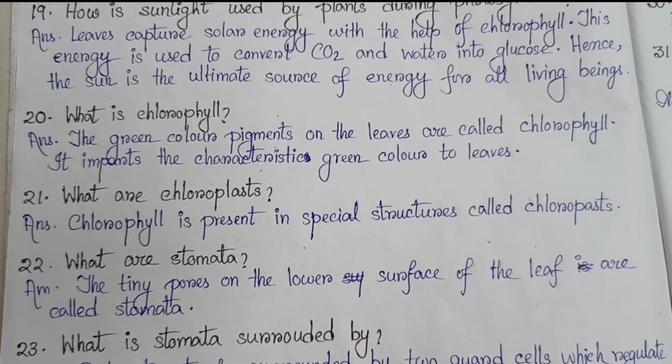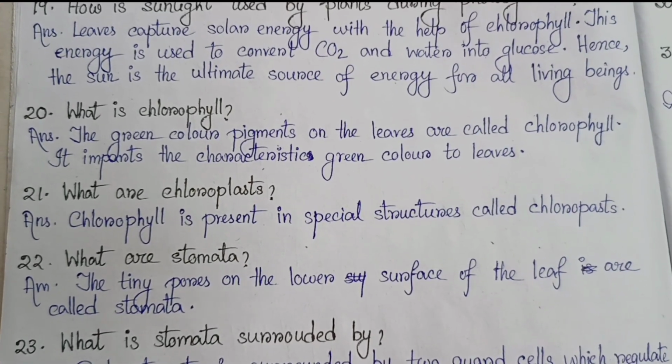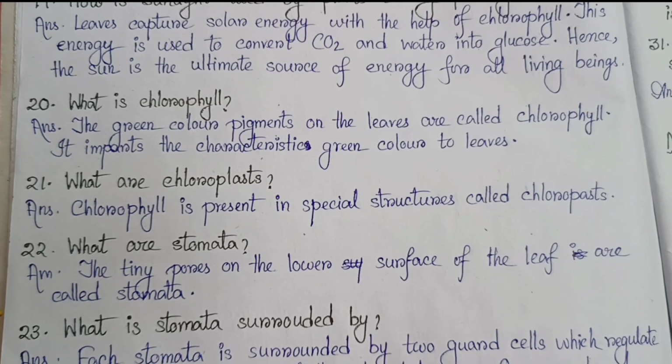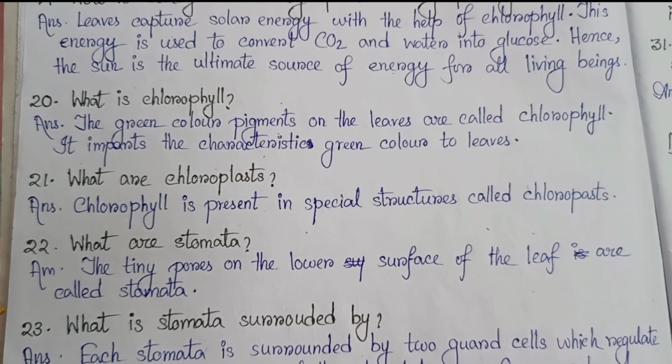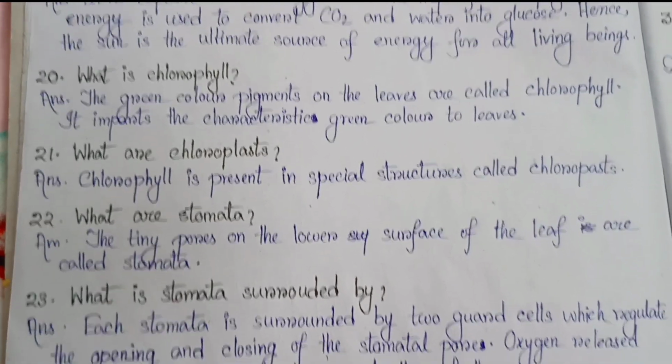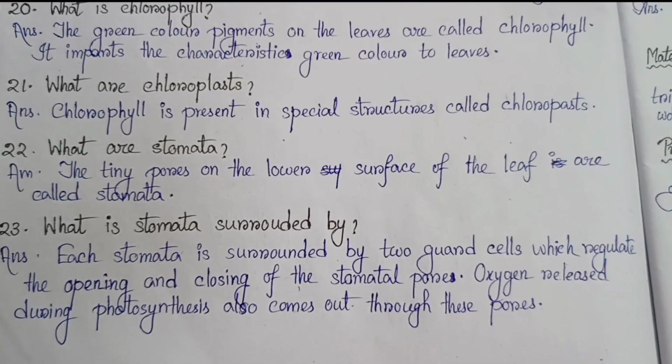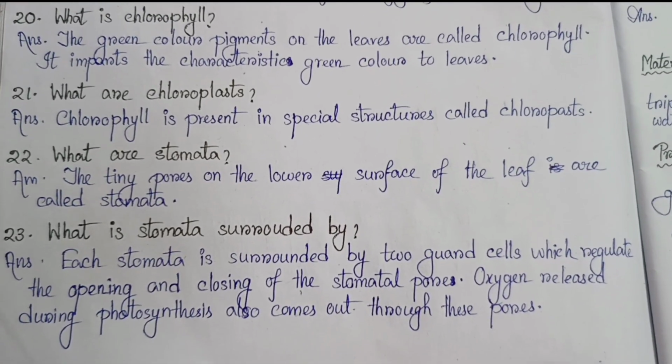Number 20. What is chlorophyll? The green color pigments on the leaves are called chlorophyll. It imparts the characteristic green color to leaves. Number 21. What are chloroplasts? Chlorophyll is present in special structures called chloroplasts.